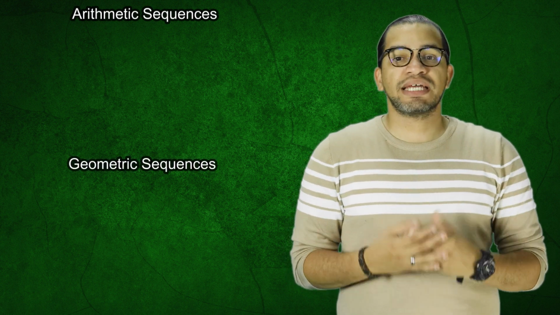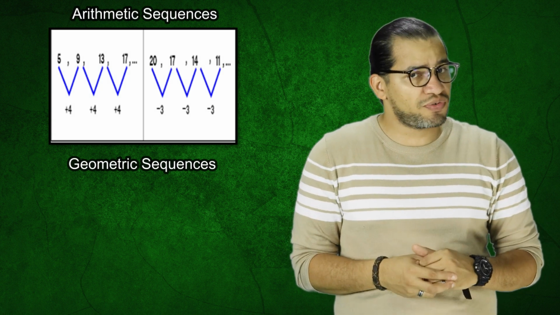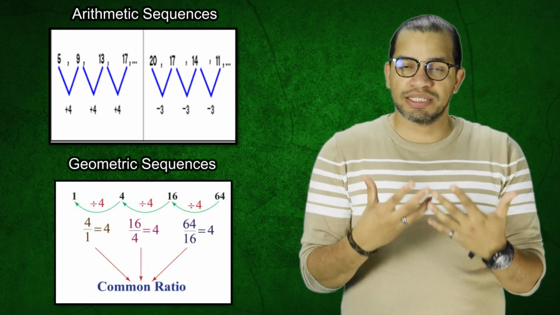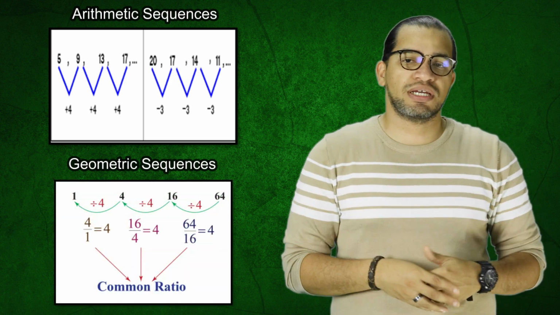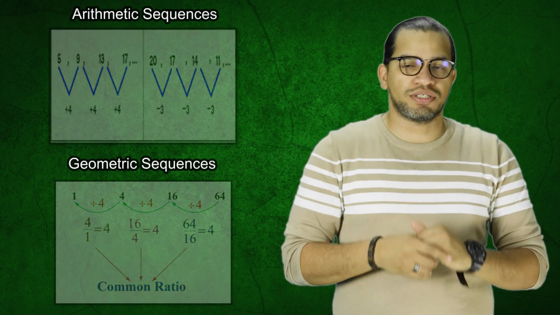Now, there are two particular types of sequences that we are going to check in this lesson: arithmetic sequences and geometric sequences. We say that a sequence is arithmetic if its consecutive differences are constant. And we say that a sequence is geometric if its consecutive ratios are constant.